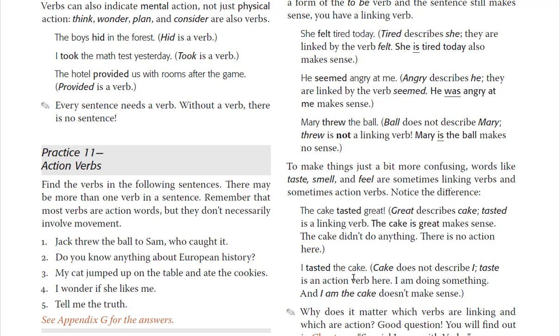I tasted the cake. Cake does not describe I. Taste is an action verb here. So if the subject did not do the action, then it is not an action verb, it is a linking verb. If the subject does the action of the actual tasting, then it is an action verb.